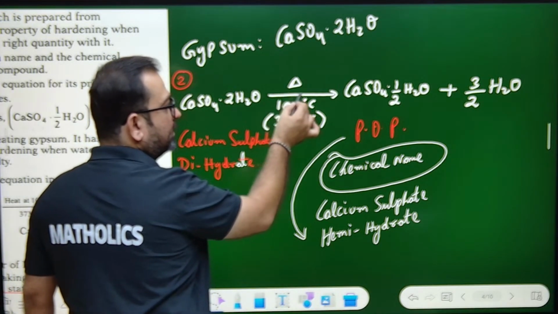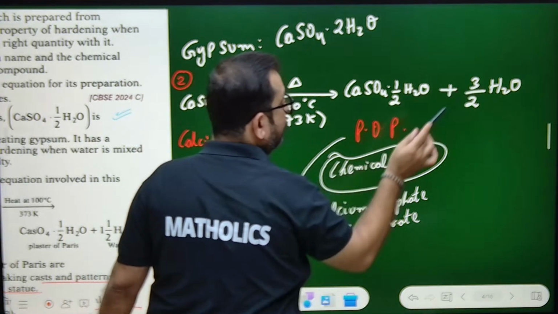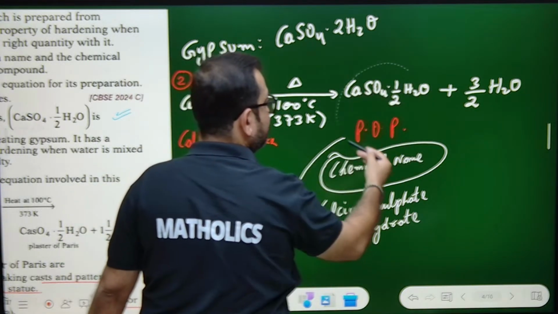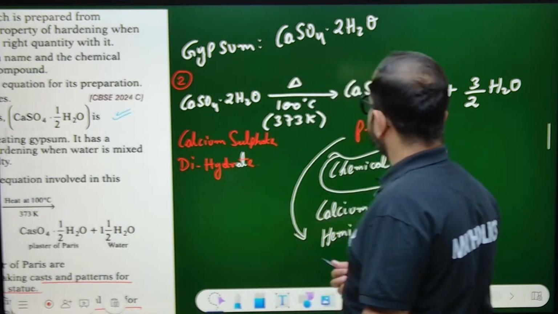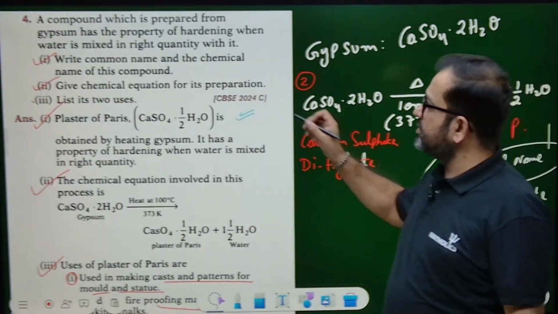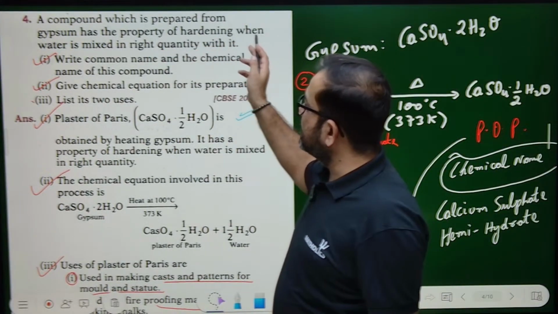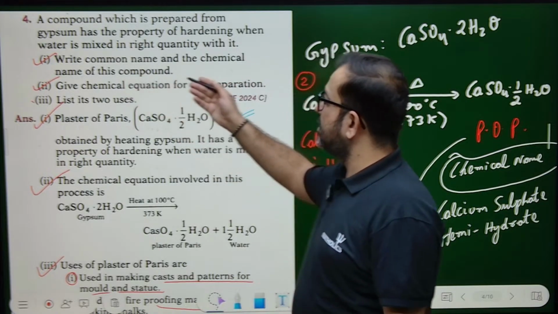On heating at 100 degrees Celsius, it gives CaSO4 dot half H2O plus 3 by 2 H2O. This is plaster of Paris. Got it? If you want to copy, you can copy. The question is here: a compound which is prepared from gypsum has the property of hardening when water is mixed in the right quantity with it. Write the common name and chemical name of this compound.